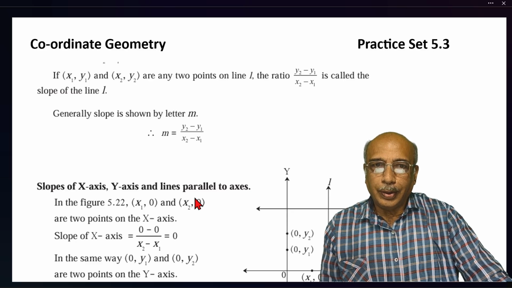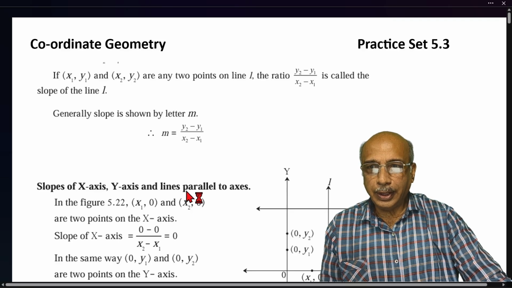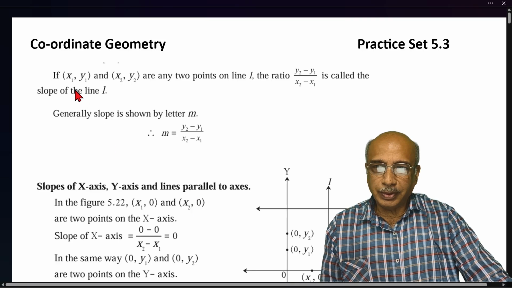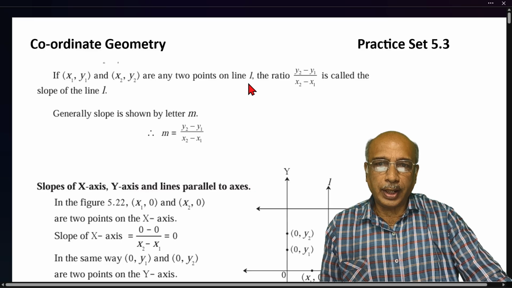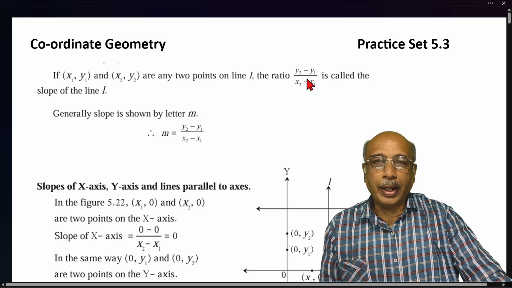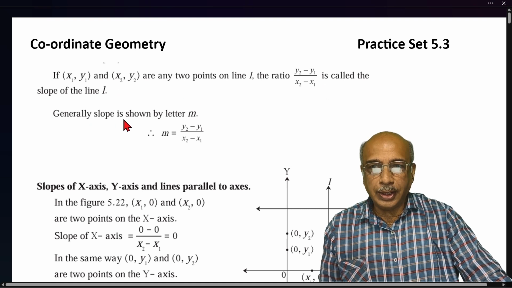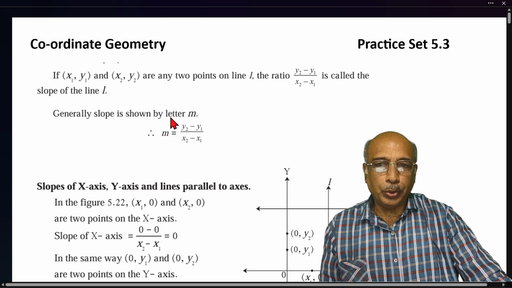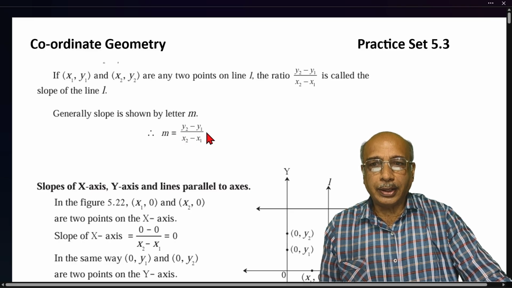Hello children, we are going to see practice set 5.3. But before starting practice set 5.3, let us see some terms. If (x1, y1) and (x2, y2) are any 2 points on line L, these are the coordinates. The ratio of y2 minus y1 upon x2 minus x1 is called the slope of the line L. Generally, slope of a line is shown as letter m. Therefore, m equals y2 minus y1 upon x2 minus x1.